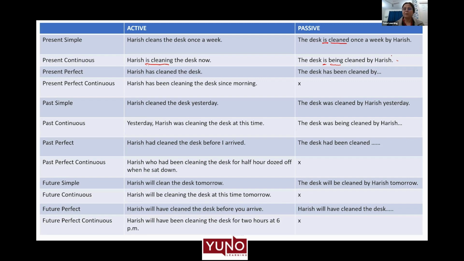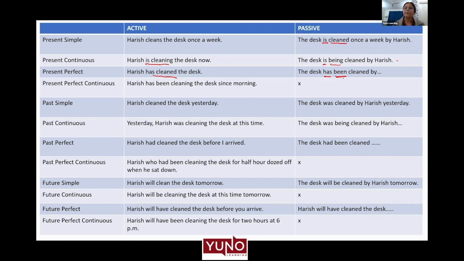Now, if something is over, present perfect tense, like maybe something happened in the past, but time reference is not there, that when it happened, we don't mention that, or something has happened just recently. So Harish has cleaned the desk. This is the way we have present perfect. How do we put it in passive voice? Has, we put has, and we take help of this now. This is also a form of the verb be. So the desk has been cleaned by Harish. This is what we do. So this is a perfect one.